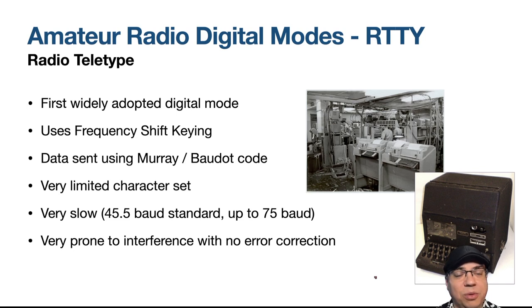The speed for RTTY is about 6 characters per second. So not very fast. It uses a method of transmission called Murray or Baudot code. It's very slow, so 45.5 baud. There were some improvements that were made to it over the years, so you can get up to 75 baud. But with the limited character set that it has, it's very limited in what you can send.